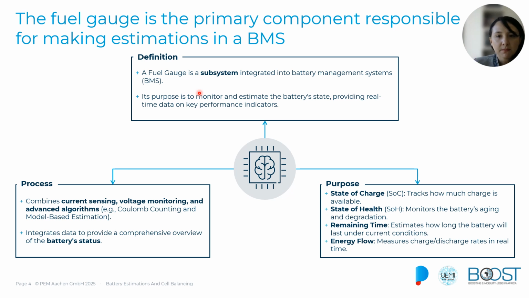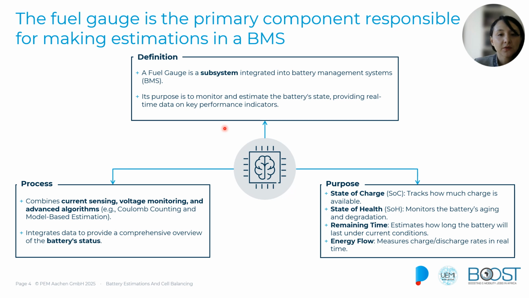And the fuel gauge basically integrates all the information from the sensors and the algorithms to be able to provide real-time data estimation of the battery conditions. So it will combine and collect the information from the current sensing and measurements from the current that is flowing in and out of the battery, and this will be used to track the charge and discharge cycles of our battery accurately.